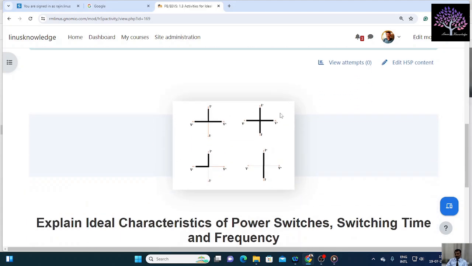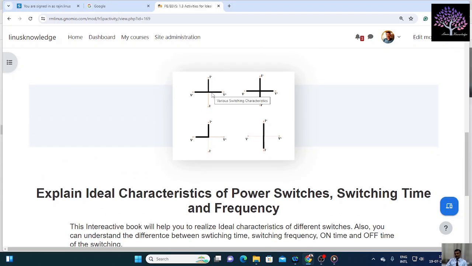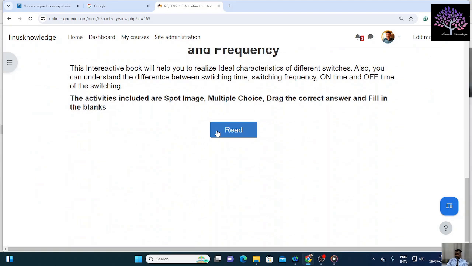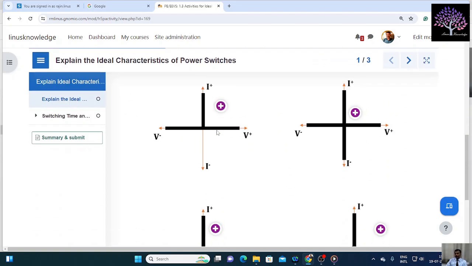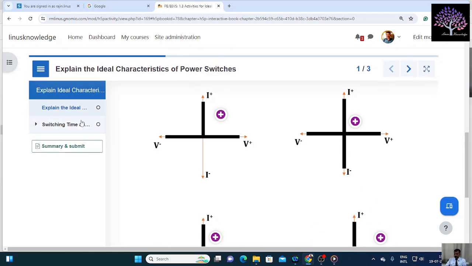Then you can see these are the 4 ideal characteristics. So in this interactive book, we are going to spot which power switches each ideal characteristic comes under. That's what we are going to learn today. Click this read button. Then you come to the page explaining the ideal characteristics. There are 2 pages. The first one explains the ideal characteristics. The second one is a switching time analysis related activity. So in the first one, you can see it explains the ideal characteristics of power switches.